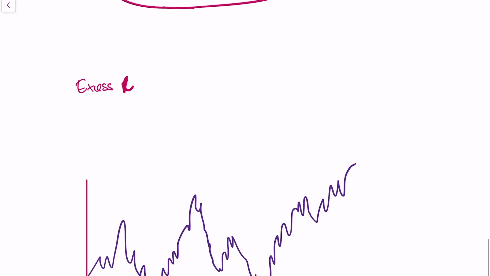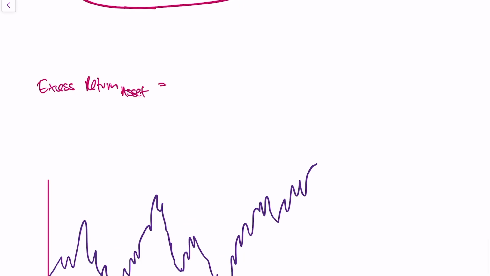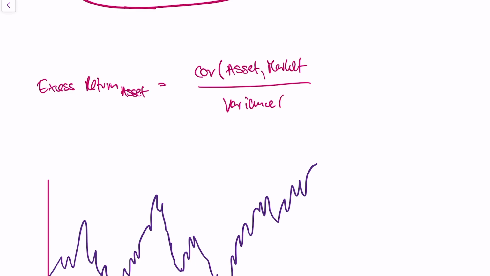The CAPM says that the return of any asset, so it could be gold, it could be Tesla stocks, it could be housing, is given by the covariance of the return of this asset with the return on the market, divided by the variance of the return on the market, times the return of the market, the average return of the market.